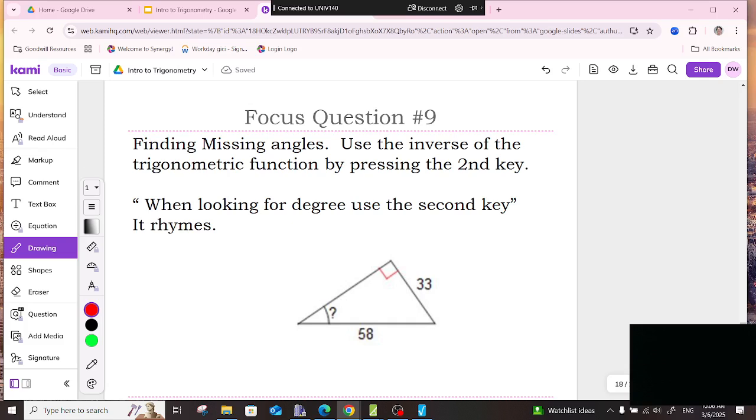Okay, so when you are looking for the degree, you have to use what's called the inverse key. You're still going to put your finger here, and you still label your triangle. What's 33 going to be? Opposite. What's 58 going to be? Hypotenuse. And this is adjacent. So what trig function would we use? I have opposite. I have hypotenuse. Sine.